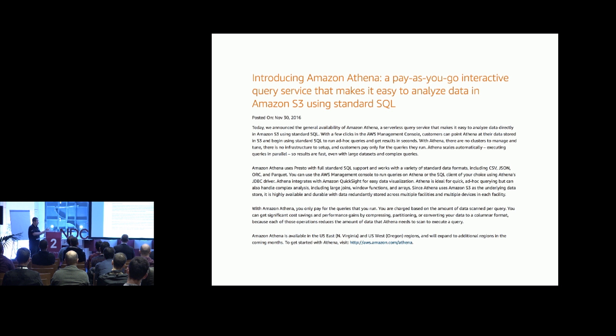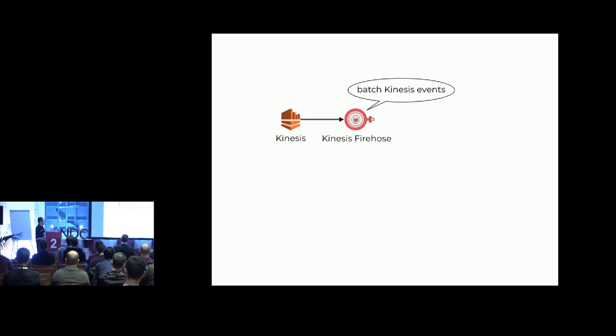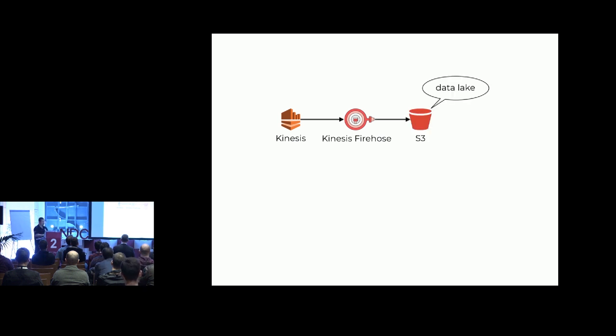Of course, since then, Amazon also announced a new service called Athena. Well, not new anymore, it was announced in 2016 as direct competition to BigQuery. And if I had to do this whole thing all over again, I would probably go with Athena. In which case, Kinesis is still my sink for all my events. And I can have a Kinesis Firehose, which can collect and batch events from Kinesis and then dump them into S3, which is my data lake.